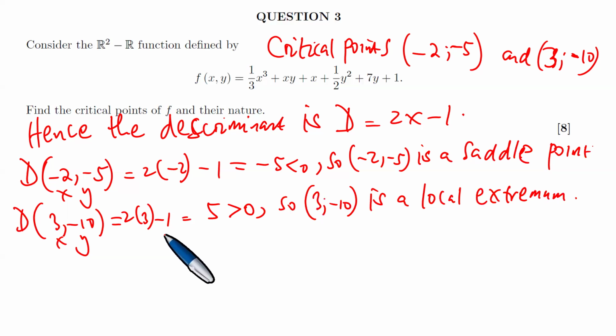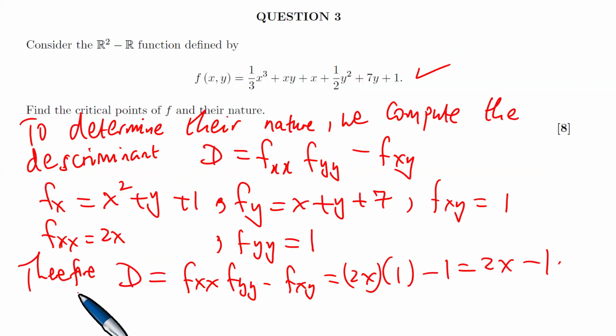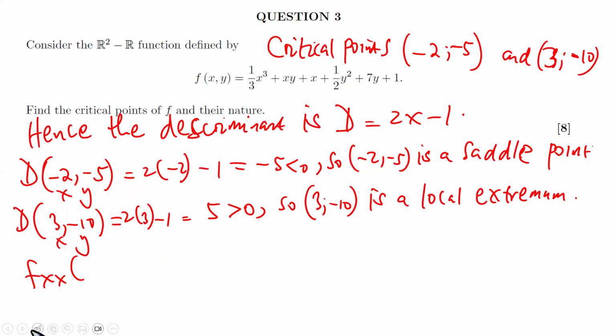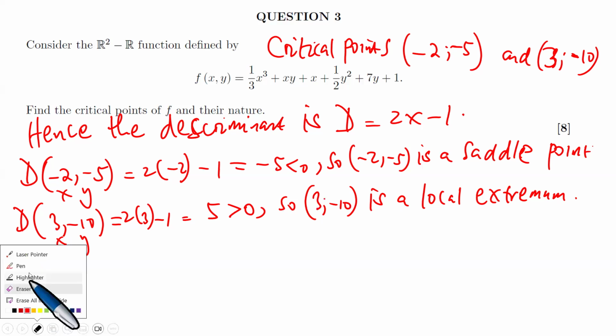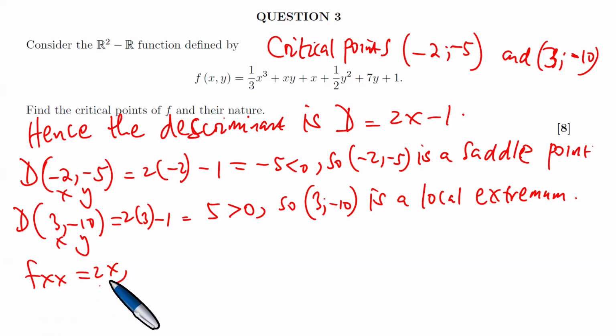Being a local extremum, it's tricky, this one. If the discriminant is less than zero, then it's a saddle point. But if it is bigger than zero, then we need to investigate further. Now we're going to evaluate at fxx. What is fxx? Fxx, we know, is 2x, just the second derivative twice with respect to x. We evaluate it at this point, where the discriminant is greater than 0, which is not necessarily a saddle point.